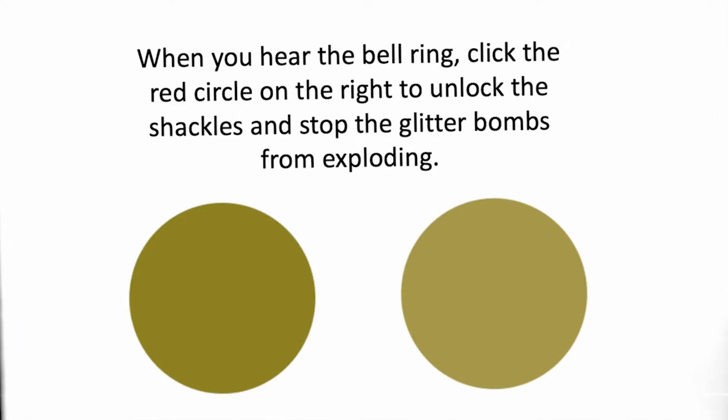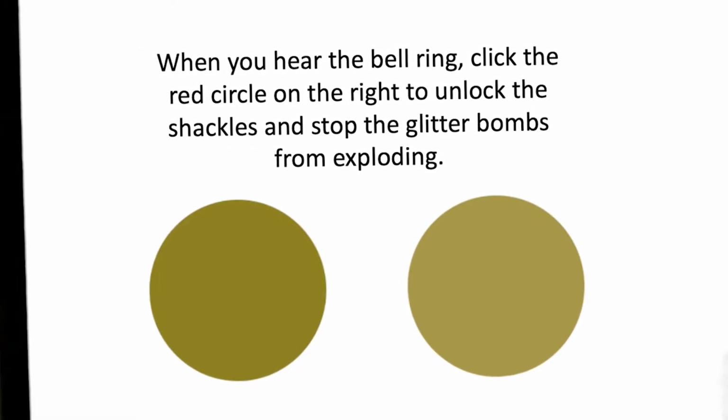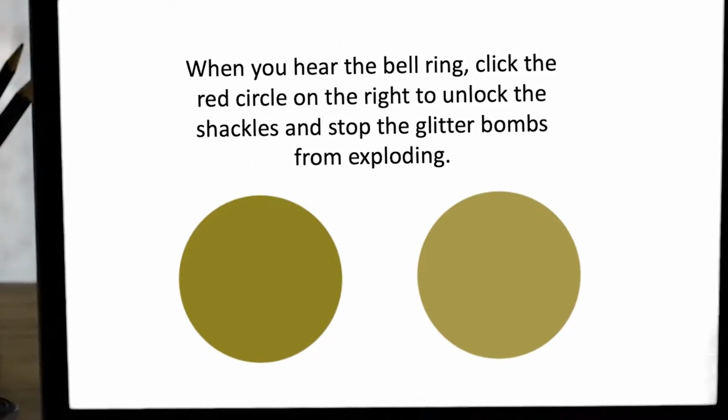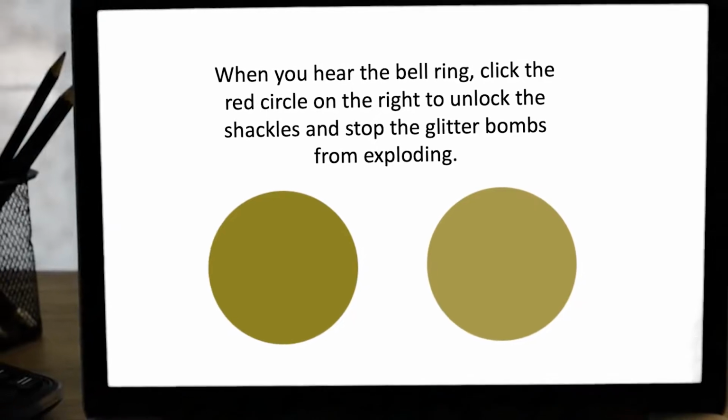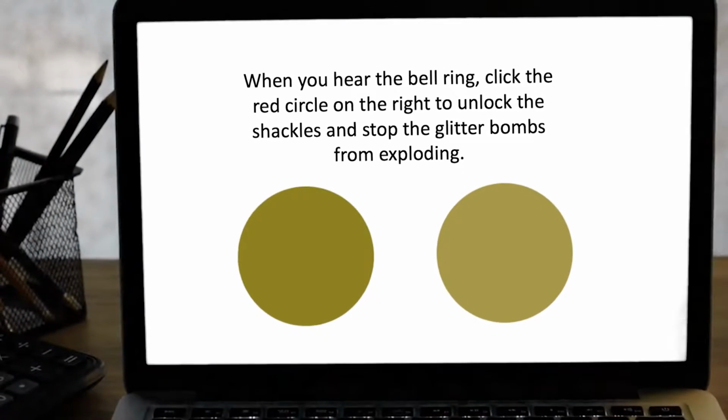You wake to find yourself in an unfamiliar place. It's dark. As you try to stand up, you realize that your legs are shackled to the chair. A tiny screen in front of you comes to life. Flashing before your eyes, you see the words, "When you hear the bell ring, click the red circle on the right side of the screen to unlock the shackles and stop the glitter bombs from exploding."